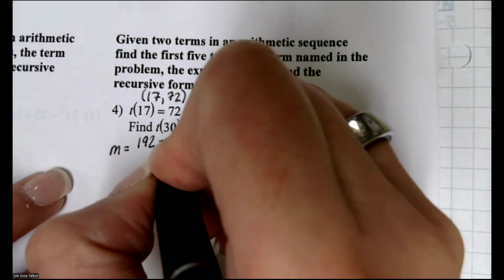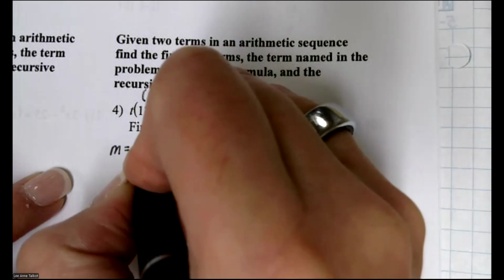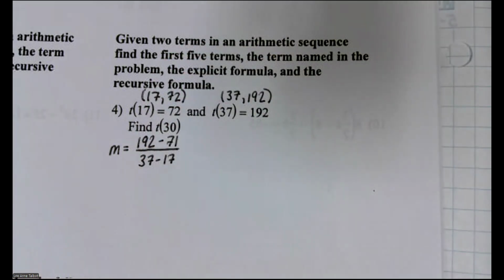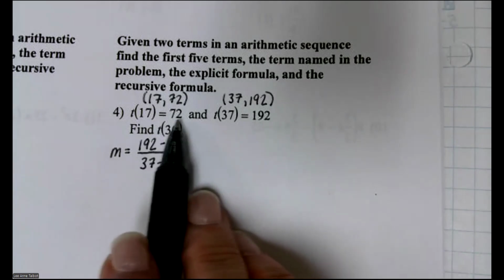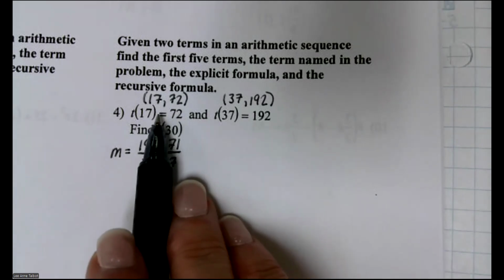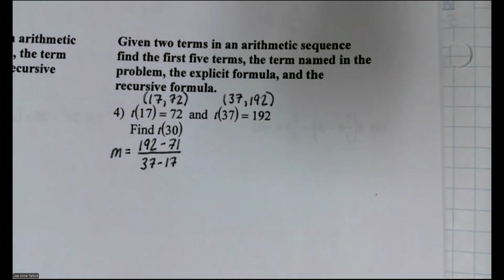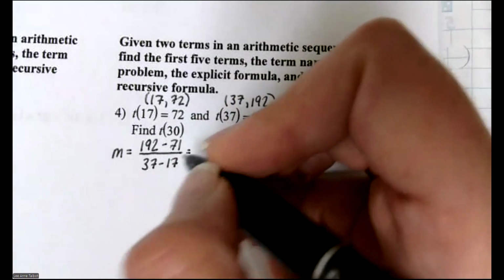Y2 minus Y1 over X2 minus X1. Does that make sense what I'm doing? So I took my two pieces of information, and this is X, Y, X, Y, and I made them into coordinates. And now I'm transferring my brain to chapter 2 to Y equals MX plus B. Okay, so what is 192 minus 72?